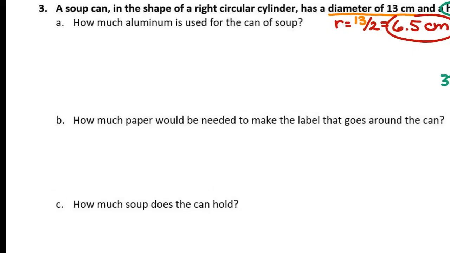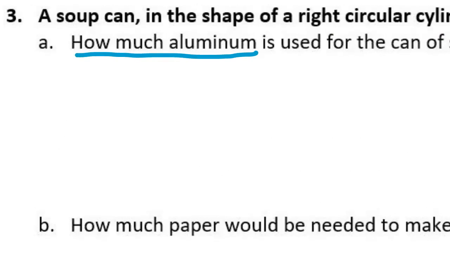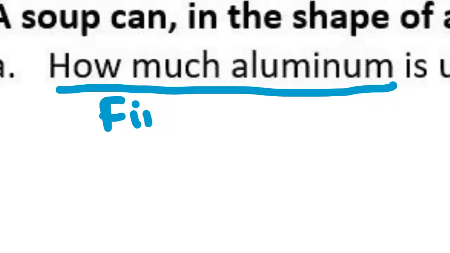And then question number 3, part A. How much aluminum is used for the can of soup? Where is the aluminum on a can of soup? On the outside. Is it just the circular part, like the round part? It also includes the top and the bottom. So if I'm talking the around piece and the top and the bottom, am I trying to find volume or surface area? Surface area. How much aluminum would be surface area?